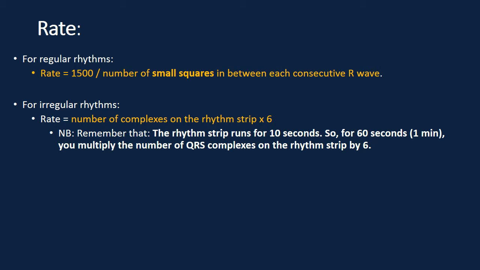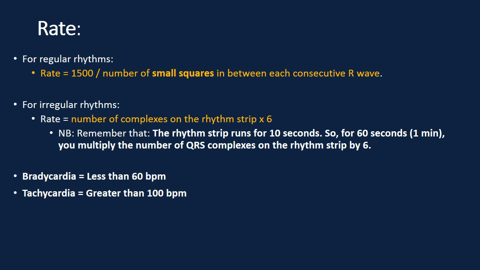Remember I said the rhythm strip runs for 10 seconds. So if it runs for 10 seconds, you are trying to calculate the heart rate, which is measured over 1 minute. 1 minute is 60 seconds. So if you already know what is in 10 seconds, just multiply by 6. That will tell you what is in 60 seconds. Each complex represents 1 beat, so the number of beats in 10 seconds times 6 will give you 60 seconds. So that's what you use to estimate for an irregular rhythm. And bradycardia is when the pulse rate is less than 60, tachycardia is when it's greater than 100.